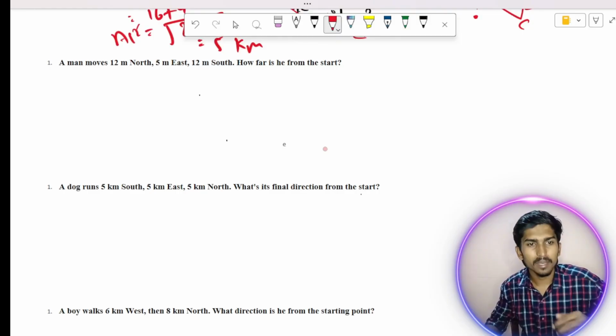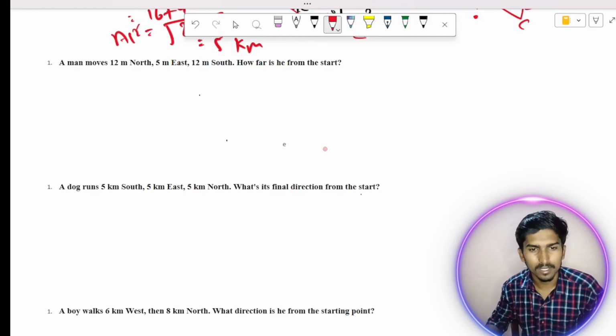See, the question is, a man moves 12 meters north. We should enjoy when we are solving the questions. Okay, a man moves 12 meters north. Okay, this is the north direction. 12 meters they have given.